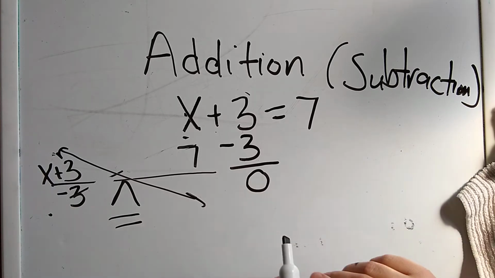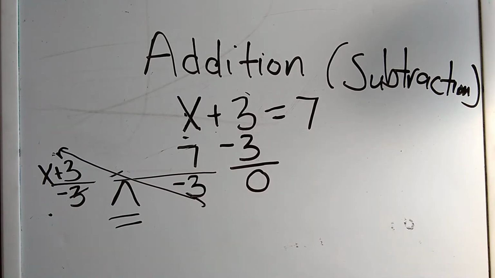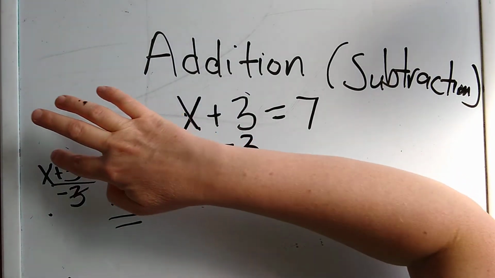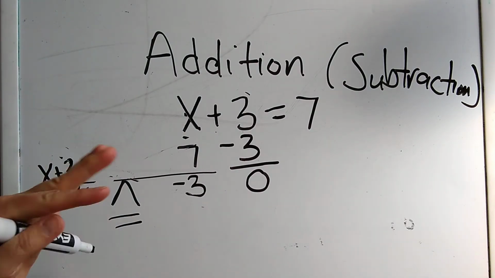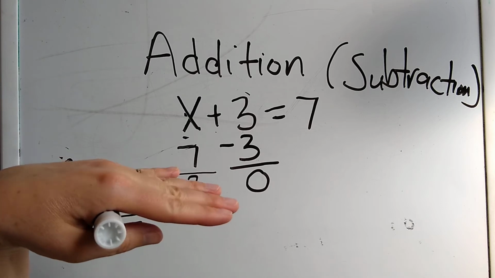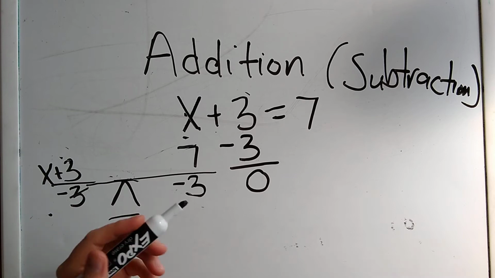So if I subtract 3 from this side, I have to subtract 3 from that side, all right? Because that is going to bring me back into balance, all right? So I subtract 3 from this side. It throws me off balance. I subtract 3 from the other side. It brings me back into balance, this nice straight line.